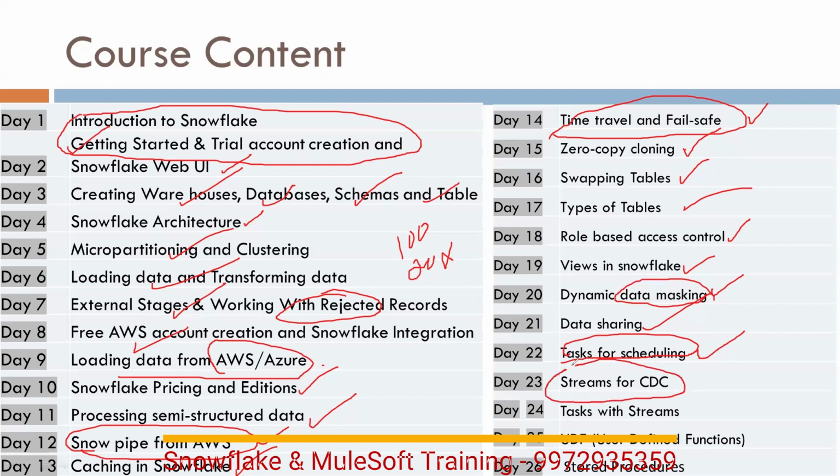Stream for CDC, it's like change data capture. I have a source table and target table. So without manual intervention, I want to move this data. So how to create a stream? What is UDF, user defined functions, stored procedures?